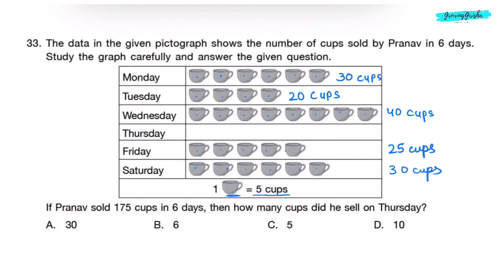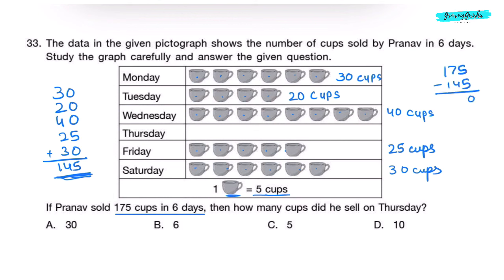So, we'll find out the total number of cups sold in the 5 days first. 30 plus 20 plus 40 plus 25 plus 30 is equal to 145 cups. Now it says that in the 6 days he sold 175 cups. In 5 days he sold 145 cups. It means that on Thursday he sold 175 cups minus 145 cups. That is 30 cups. Means on Thursday he sold 30 cups. Correct answer is option A.